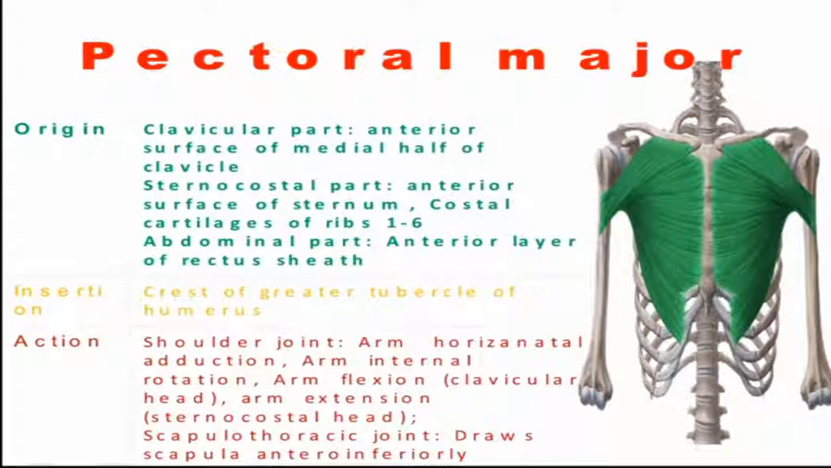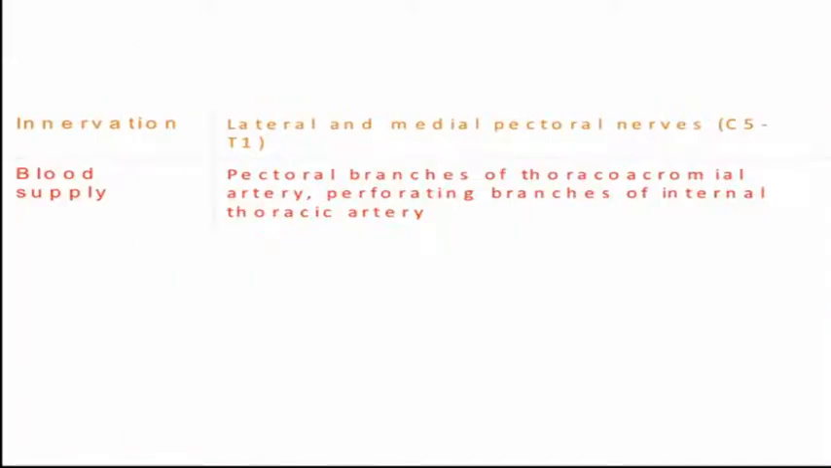The chest muscle, which is also called the pectoralis major, originates from the medial half of the clavicle and the sternal area, and also from the costal cartilages of the 1st to 6th ribs, and it inserts on the crest of the greater tubercle of the humerus. Its action is basically horizontal adduction and arm internal rotation, or arm flexion and arm extension. It is innervated by the lateral and medial pectoral nerves, and blood supply follows the same nomenclature.